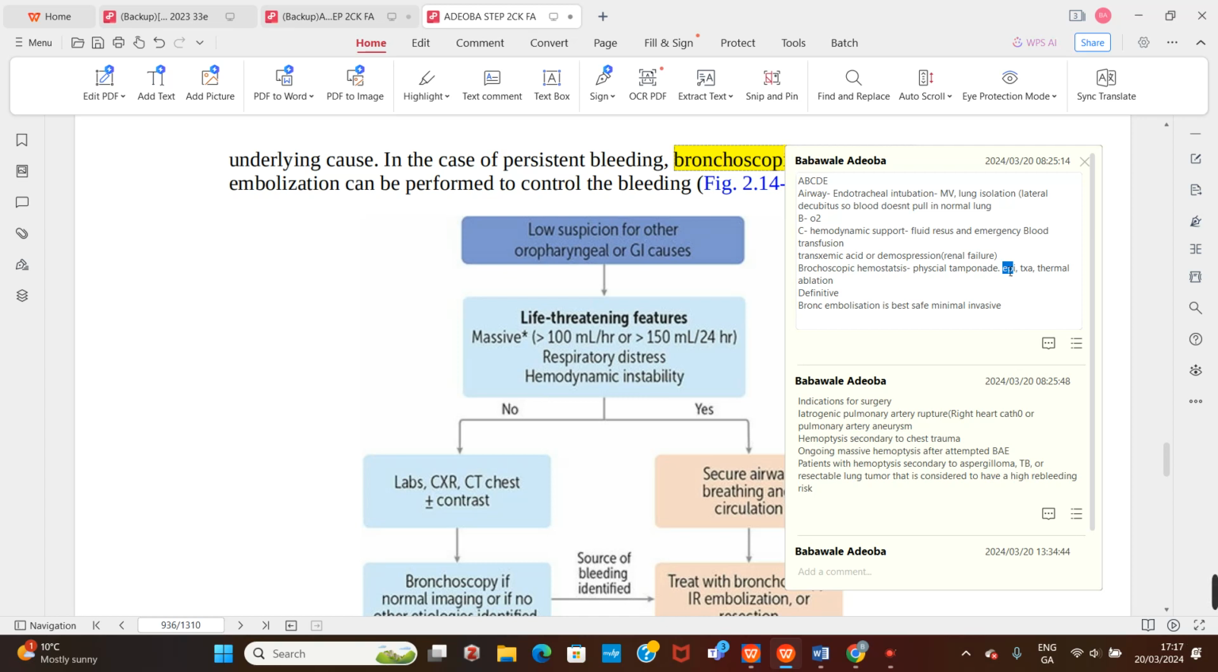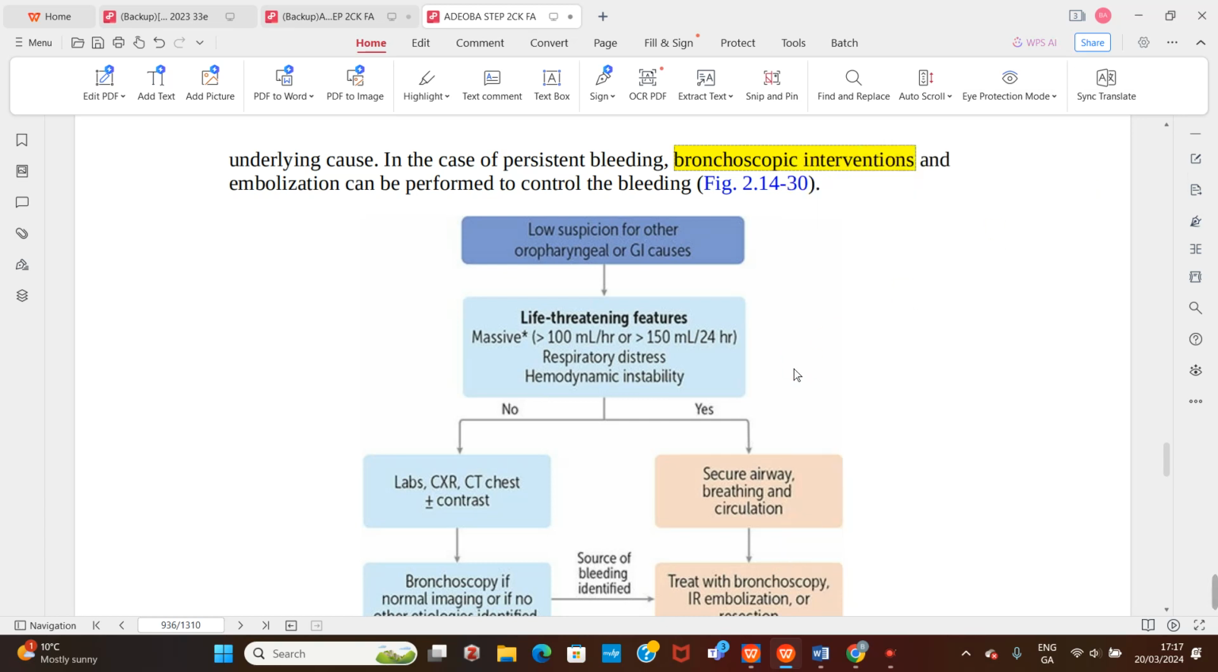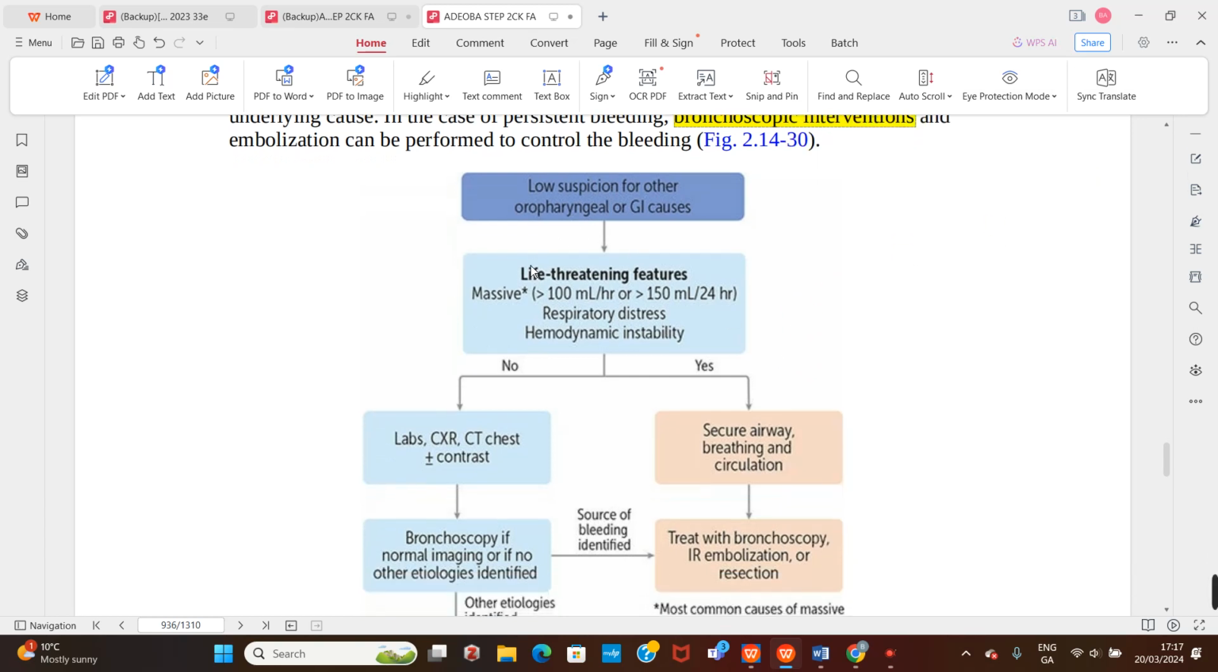Then later, you can do your definitive approach, which is bronchial embolization. You want to embolize those vessels to arrest the bleeding, because this approach is safe, minimally invasive, and fast, rather than doing surgery. But there are some conditions in which you must definitely do surgery. We'll come back to that.